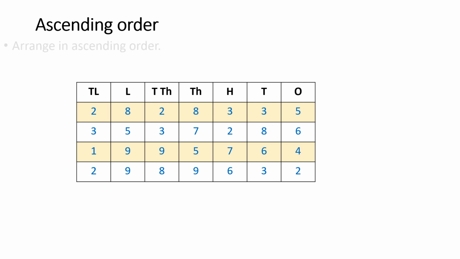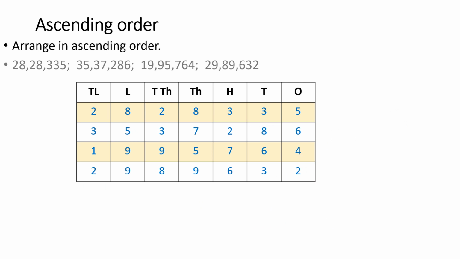So now let us solve one problem of ascending order. So it is our question, arrange in ascending order, and it is a set of numerals. See here, 28 lakh 28,335, 35 lakh 37,286, 19 lakh 95,764, 29 lakh 89,632. At first, we will arrange all these numerals in Indian place value chart.